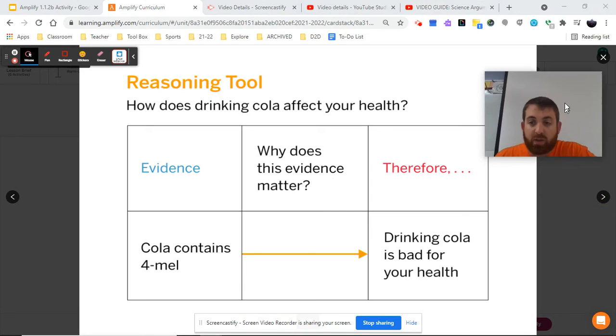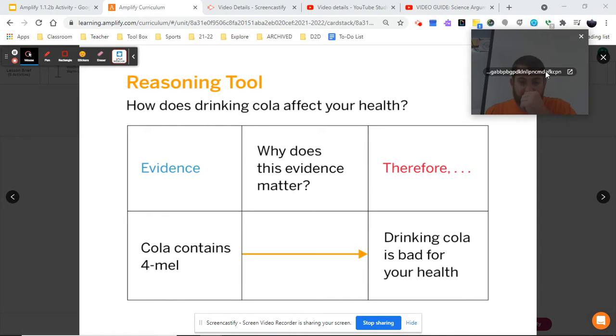This is where we begin looking at our reasoning tool. The reasoning tool helps us create a strong connection between not only the evidence but also that claim. So we have our big question here: how does drinking cola affect your health? And we have our evidence here that we see cola contains 4-MEL, and then we have our claim here: drinking cola is bad for your health. But the question is, how does this connect? How do we go from this evidence to this claim with strong reasoning?